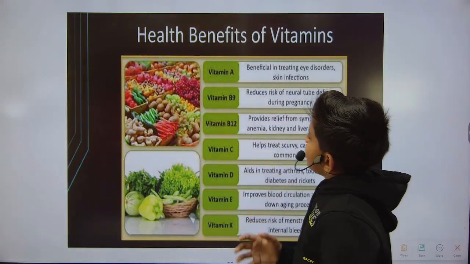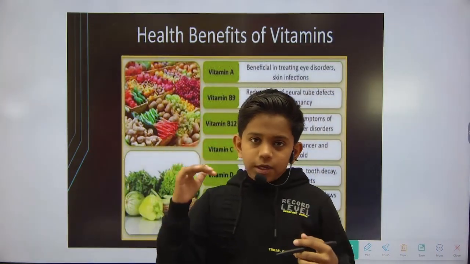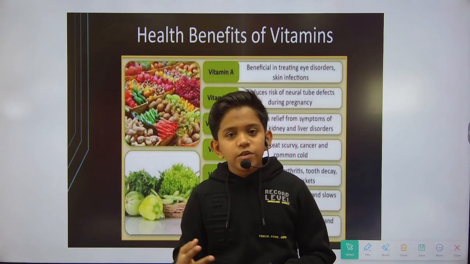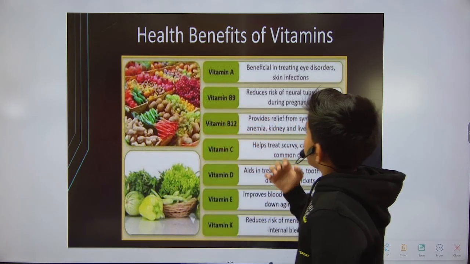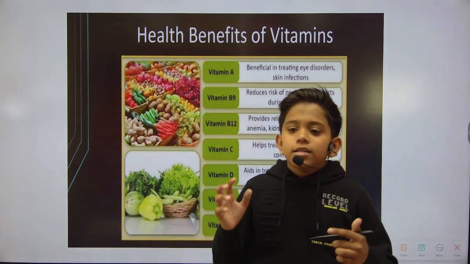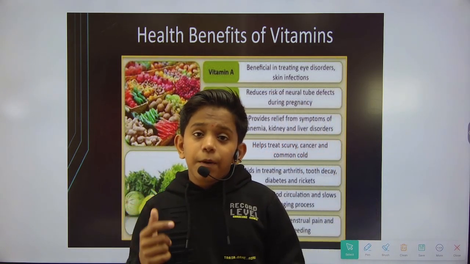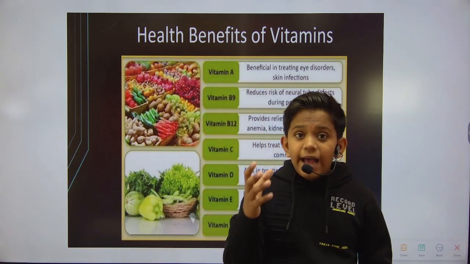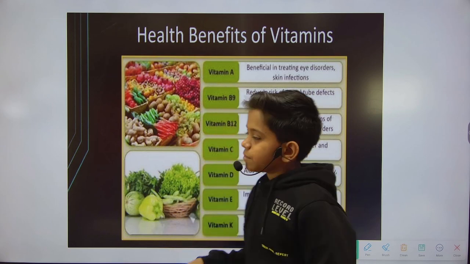Now, health benefits of vitamins. Some vitamins are given here. What are the benefits of that vitamin? First of all, vitamin A is beneficial in treating eye disorders and skin infections. Now, this we get in papaya. By eating this, our eyes become sharp.